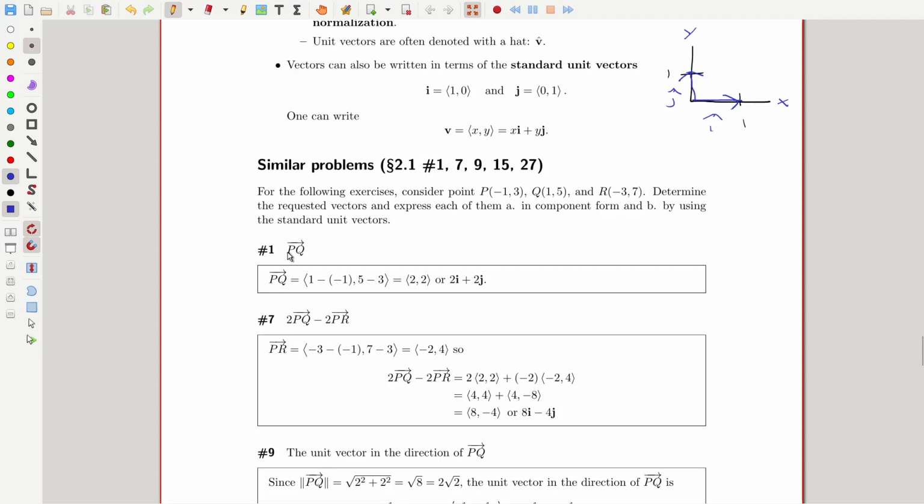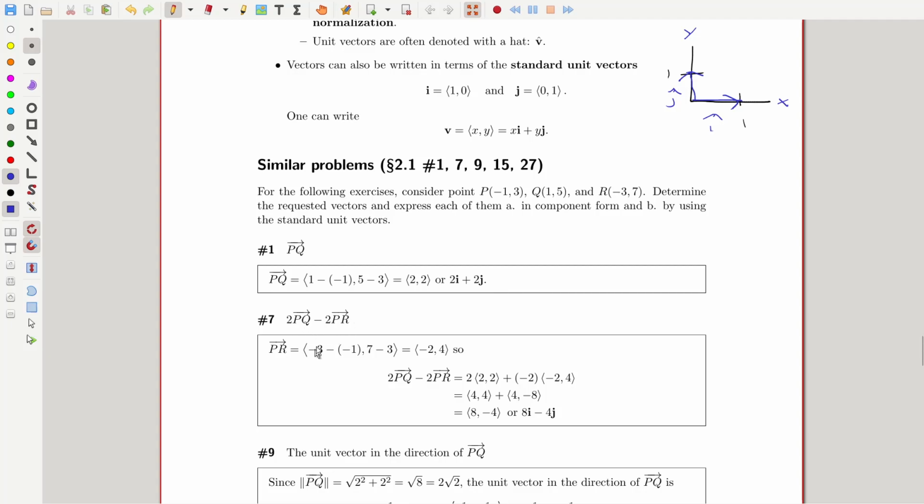Okay, so starting with this vector PQ. You have to remember that we start at P and go to Q. That means that we do Q minus P, effectively. So you can see in the computation, you do 1 minus -1 and 5 minus 3, which is right there. You compute that and you get (2, 2). To write that in the other form with standard unit vectors, it's 2i plus 2j. 2 in the x direction, 2 in the y direction.